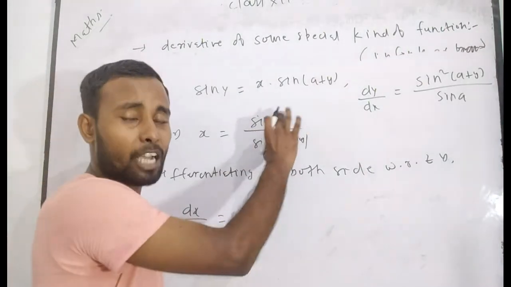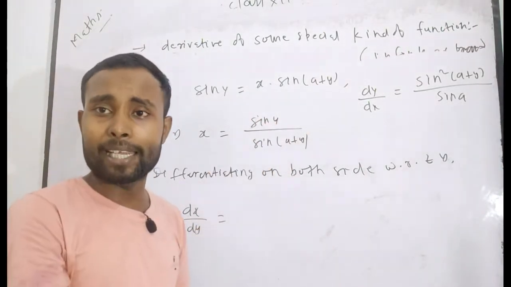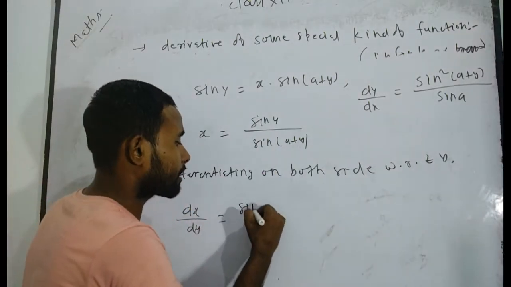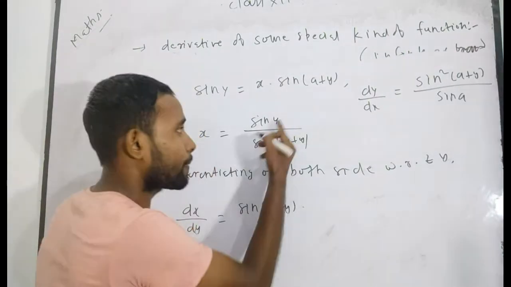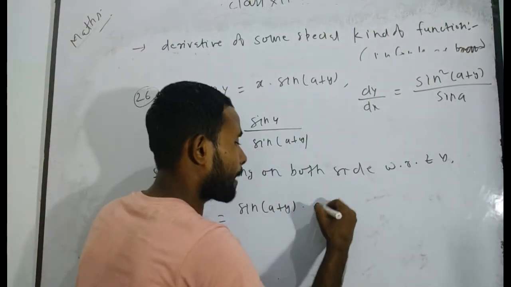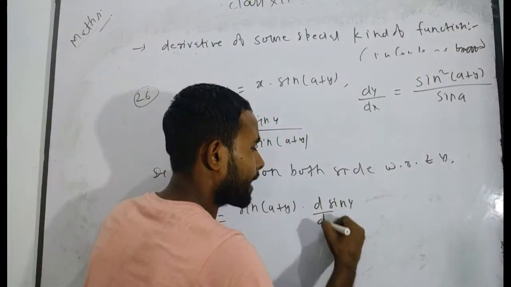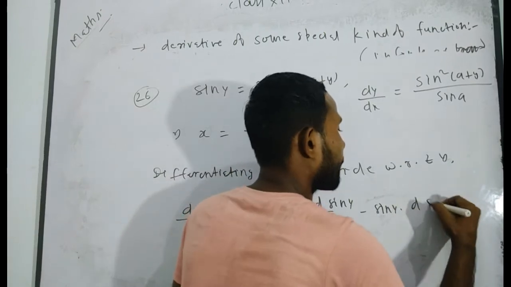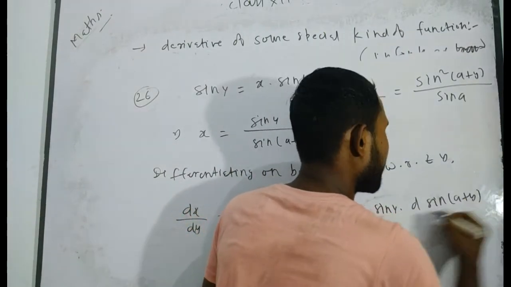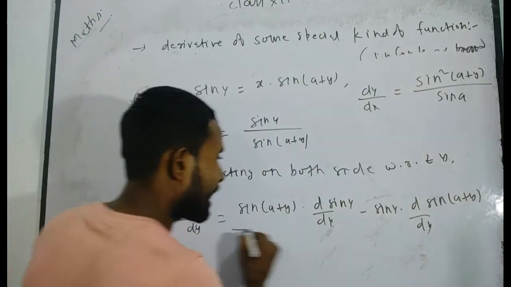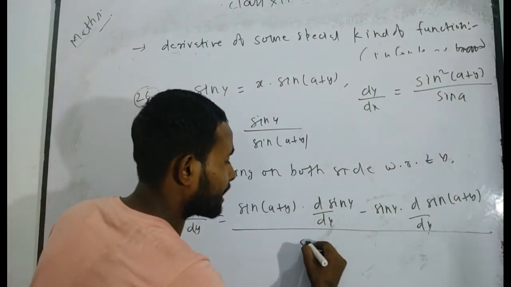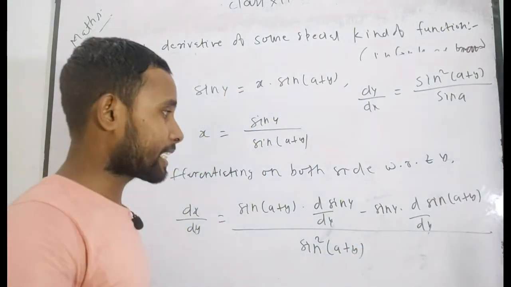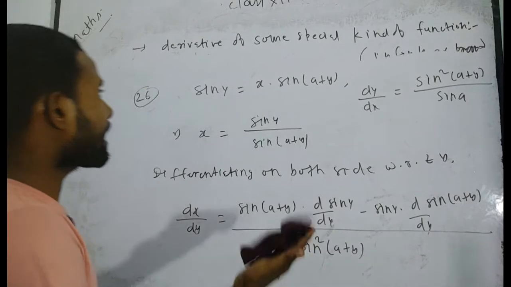Now you have to differentiate, because it is in quotient form. That's why you have to apply the quotient rule of derivatives. Firstly, take sin(a+y) out of it and differentiate sin y with respect to y. Again minus, take out the derivative term sin y and differentiate sin(a+y) with respect to y, and divide by the denominator of this term, that means sin square (a+y). I think you understand. Now here you have to do simple manipulation.